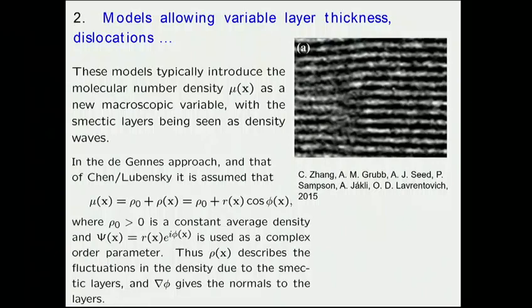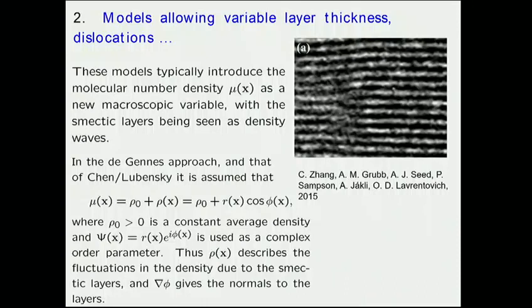and rho zero is a positive constant average density, and then capital C of x, which is r of x e to the i phi of x, is used as a complex order parameter. I always find it irritating when you have complex order parameters. You know, you have to think what that means exactly, right? But anyway, the rho of x describes the fluctuations in the density due to the smectic layers, and the gradient of phi gives the normals to the layers.